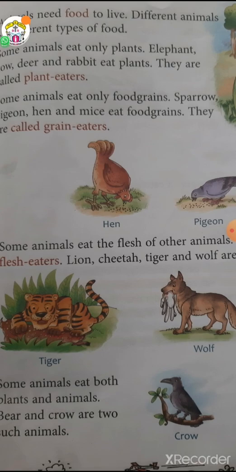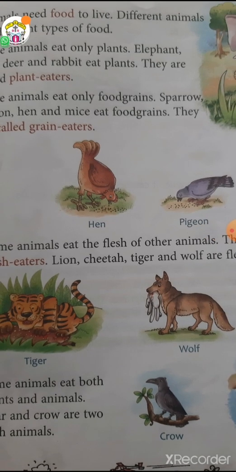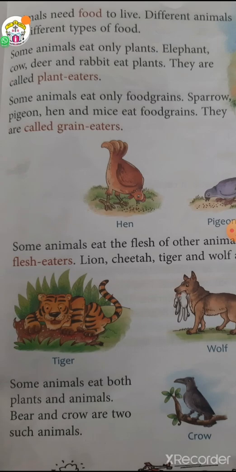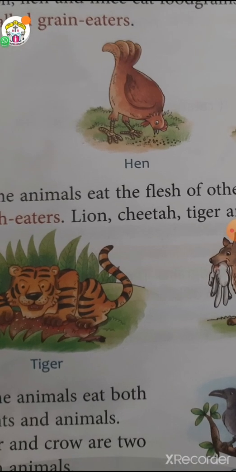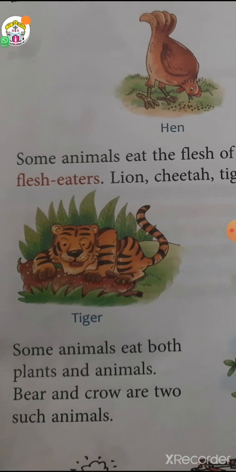And the next we have learned that there are flesh eaters also, because they eat the flesh of other animals like lion, cheetah, tiger and wolf. Now moving to the next point, you can see the picture of tiger, wolf. So here the next is, some animals eat both, children.